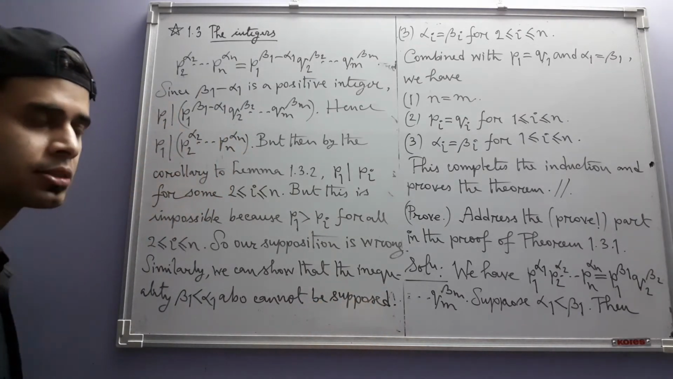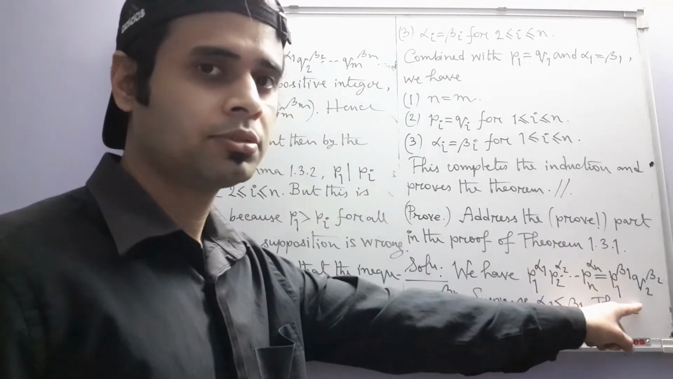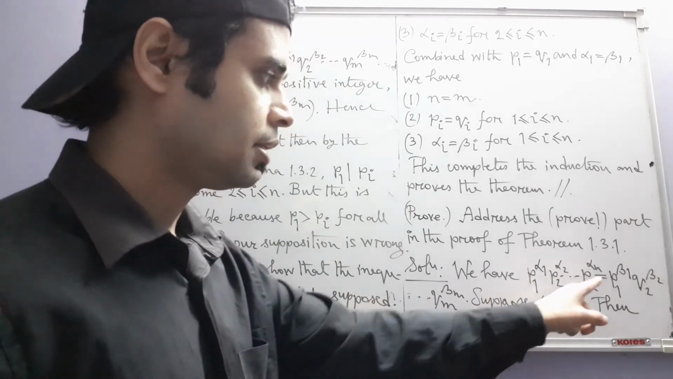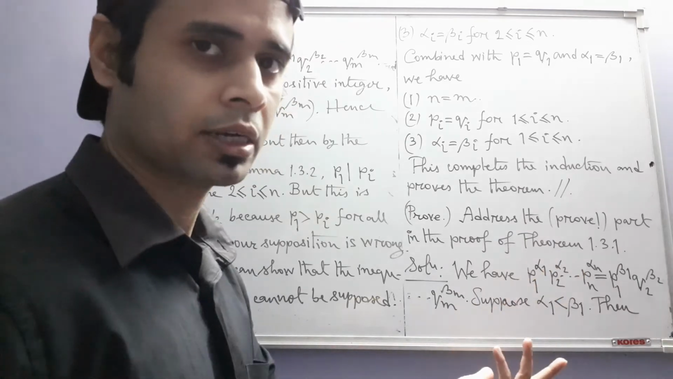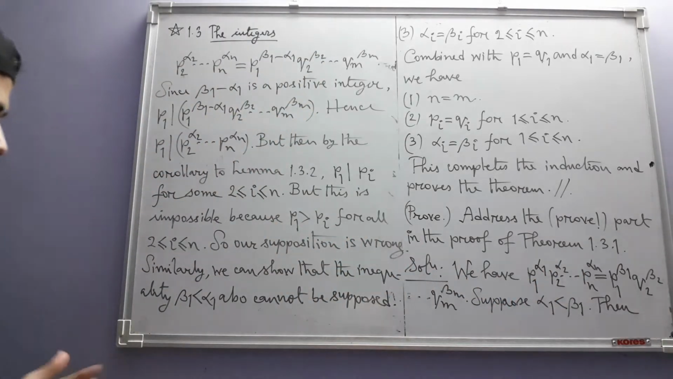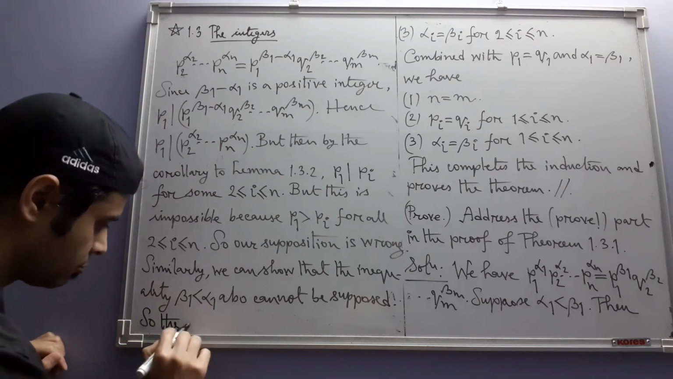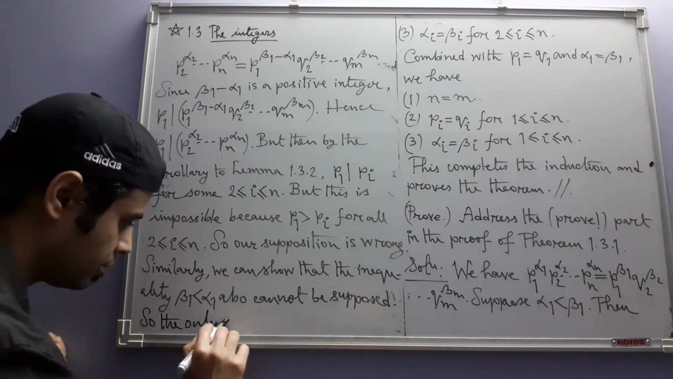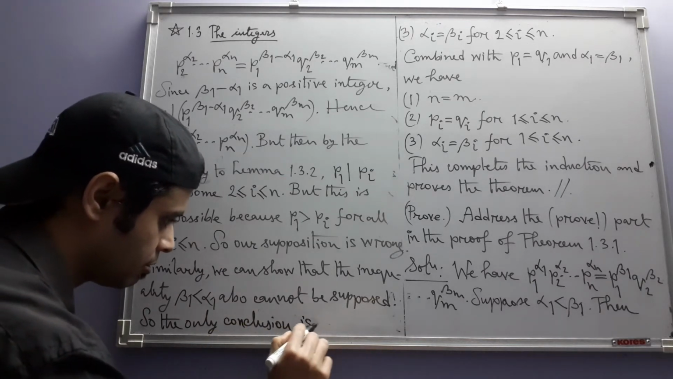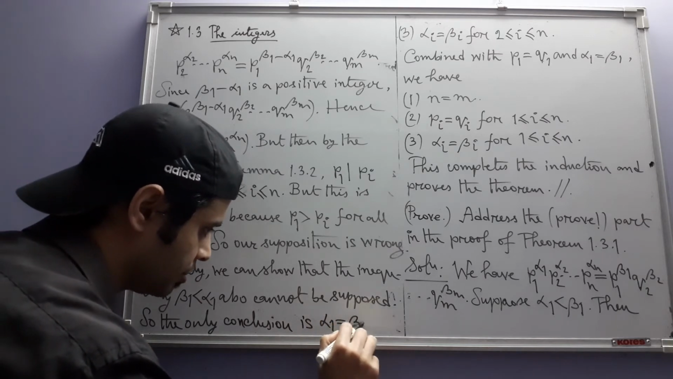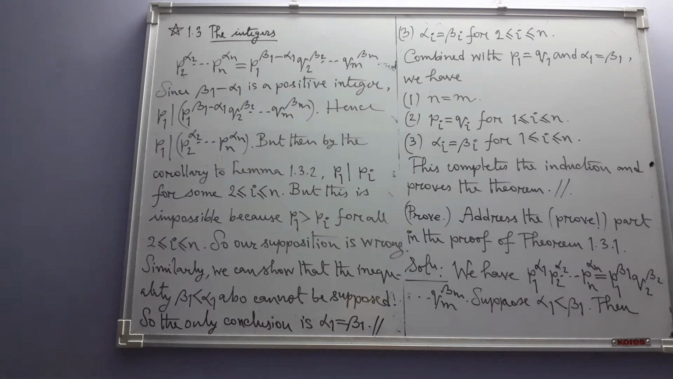You can understand what is going to happen. If beta 1 is less than alpha 1, then you divide both sides by p1 to the power beta 1. Then on the right hand side there will be no p1 factor, on the left hand side there will be a p1 factor, and that will lead to an impossible situation. So the only conclusion is alpha 1 is equal to beta 1. That's how we get this conclusion, that alpha 1 has to be equal to beta 1.